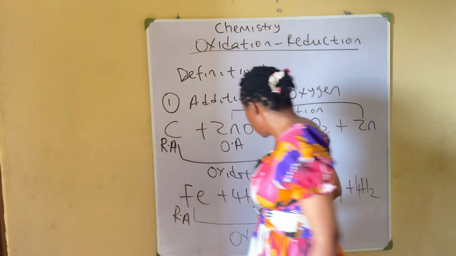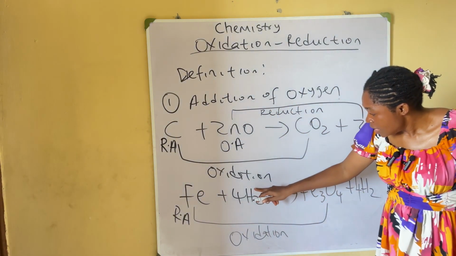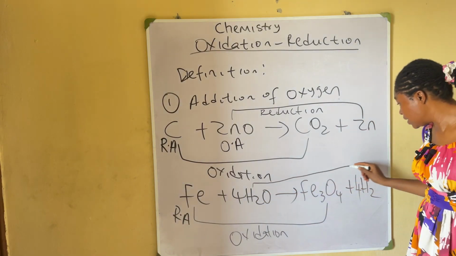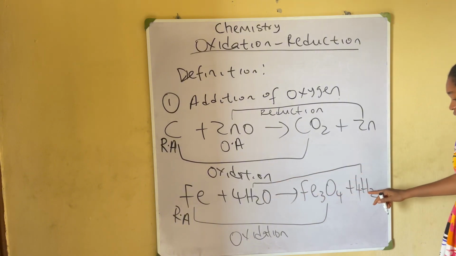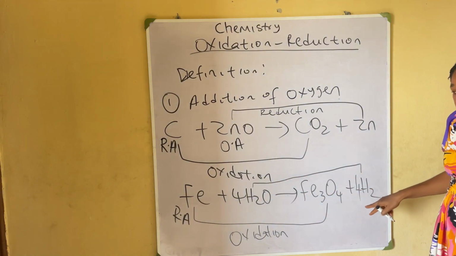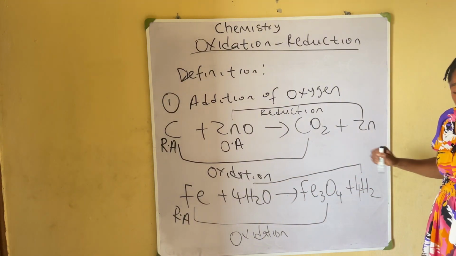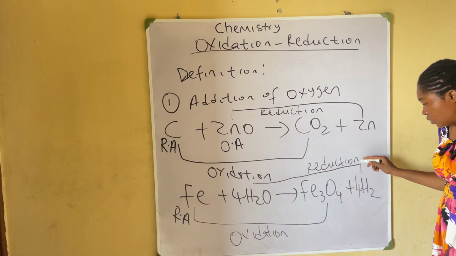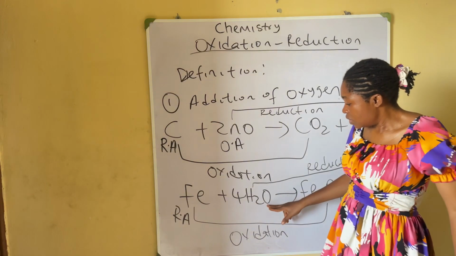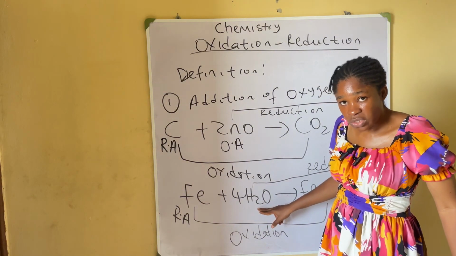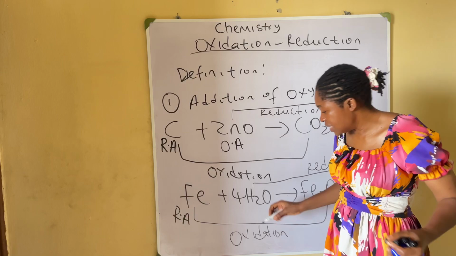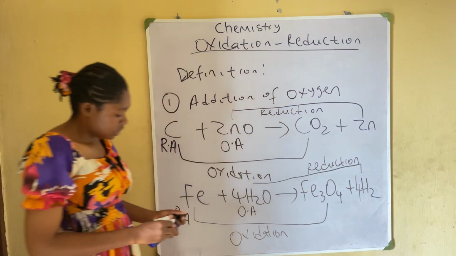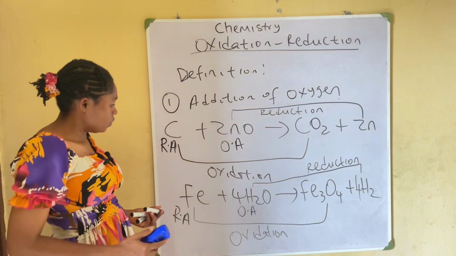So what happens to this steam, water? It means that oxygen has been removed. You can see from steam to hydrogen gas, oxygen has been removed. Removal of oxygen is reduction. So remember, this substance donated oxygen. So that's the oxidizing agent. So let's look at the second definition of oxidation.